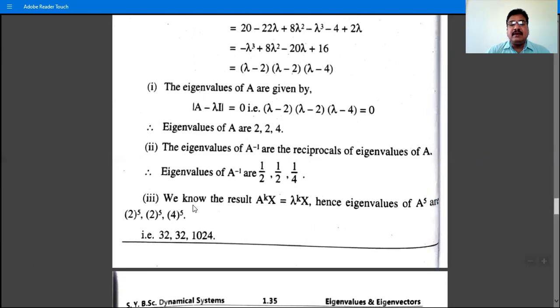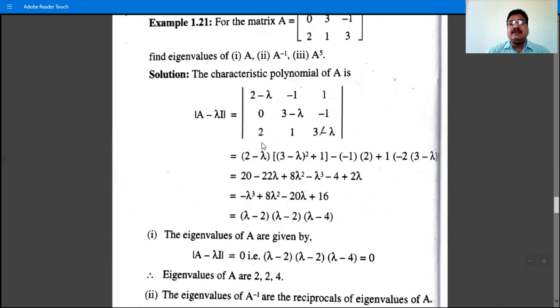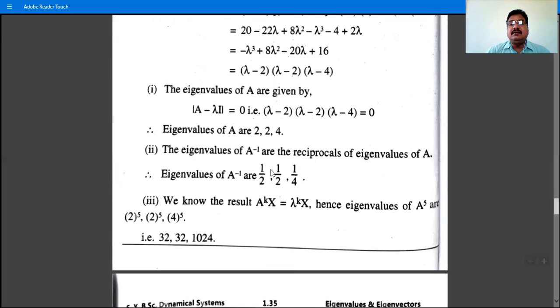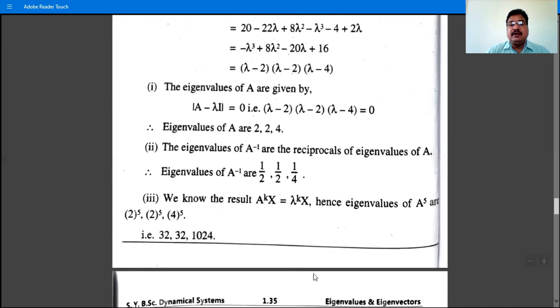And what are the eigenvalues of A raised to 5? The eigenvalues of A are 2, 2, 4. And then the eigenvalues of A raised to 5 are what? 2 raised to 5, 2 raised to 5, 4 raised to 5. That is 32, 32, 1024 are the eigenvalues, because the eigenvalue of A raised to k is lambda raised to k.